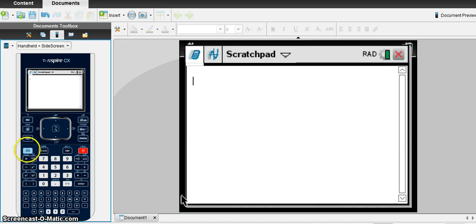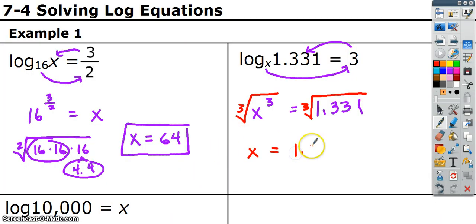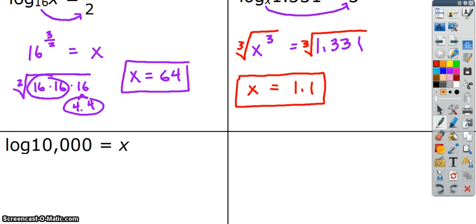So we press second, exponent, cube root, and type in 1.331, and that's equal to 1.1. You may even remember that 1331 is 11 cubed. So the cube root of 1331 is 11, and then since we have the decimal in there, we put that in the middle, 1.1. The calculator is super useful for those as well.